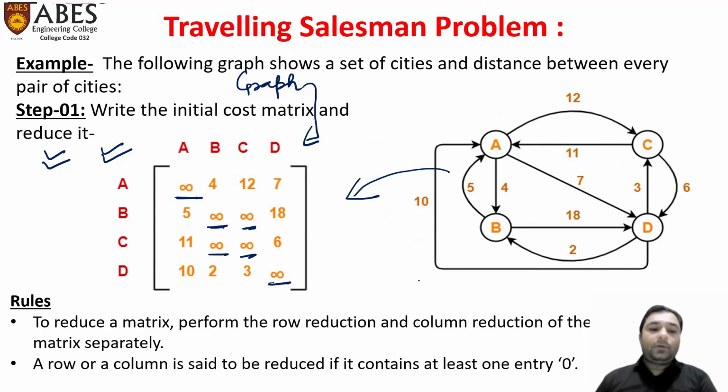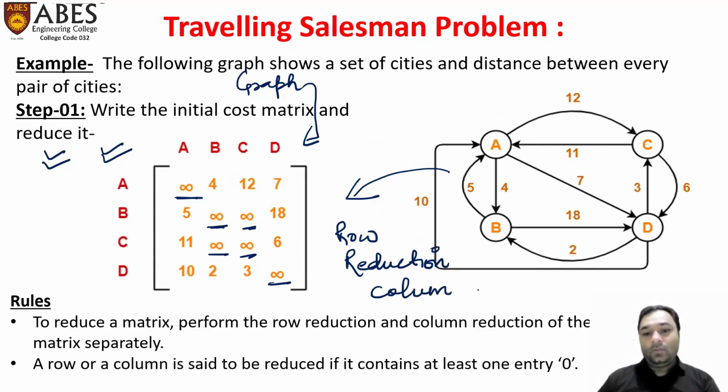Now, how will we proceed? We first have to calculate the cost of a live node or the root node. In this journey, we will first perform a row reduction and then perform a column reduction. Now, what exactly is the meaning of row reduction and column reduction?